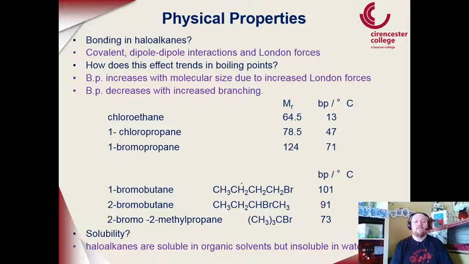Let's have a look at the London forces with regards to branching. So if we look at 1-bromobutane, 1-bromobutane is going to have a boiling point of 101 degrees centigrade. If we move that bromine over to the second carbon, we can see that the boiling point actually goes down. And the reason why the boiling point goes down is because we then have branching. So it means the molecules cannot get as close together, which means that they can't exert the same London forces on each other.